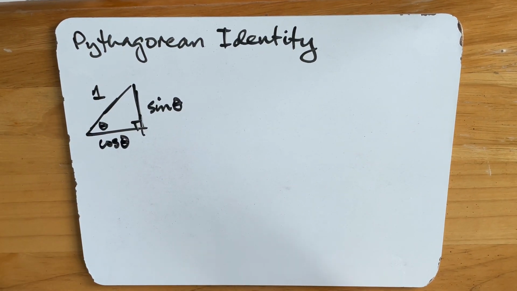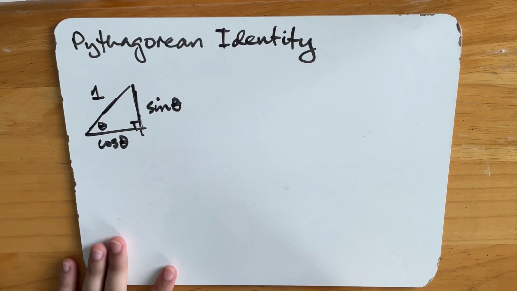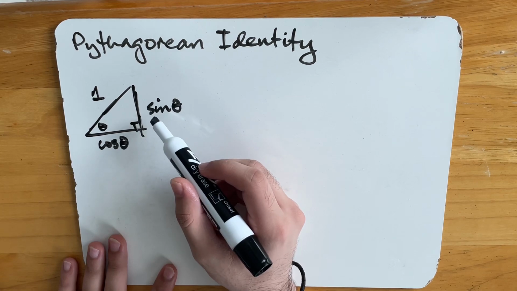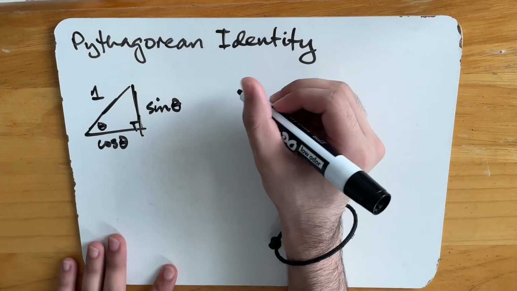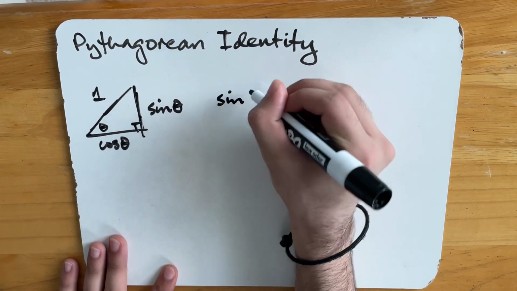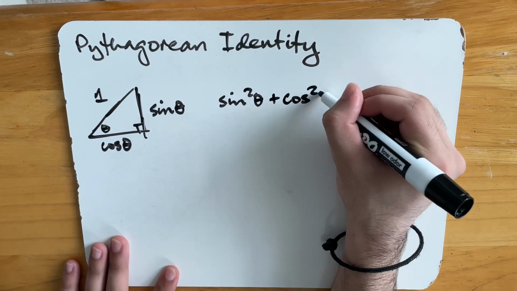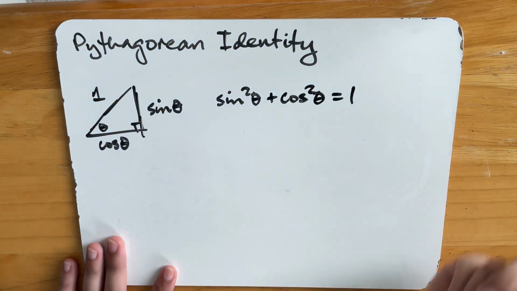Now, really, there's not much after this. Just use the Pythagorean theorem. Because it's a right triangle, the sum of the squares of these two sides is equal to the square of this side. So we end up getting sine squared theta plus cosine squared theta is equal to 1.